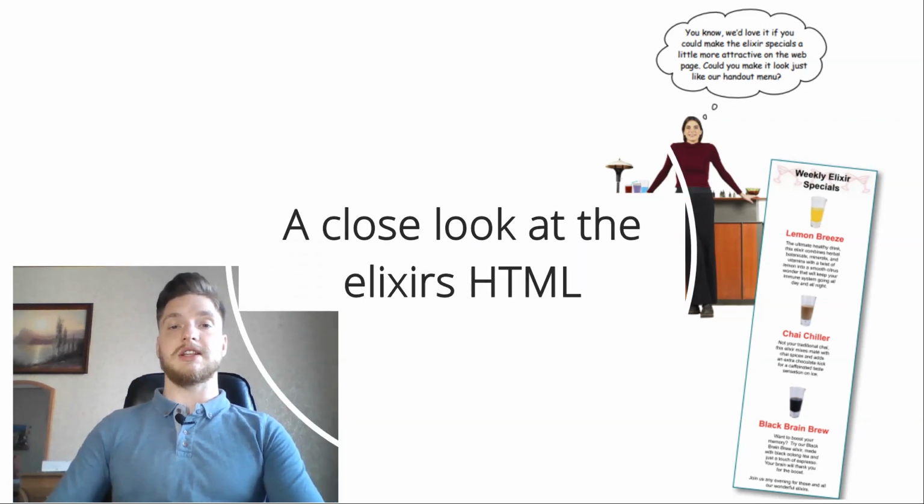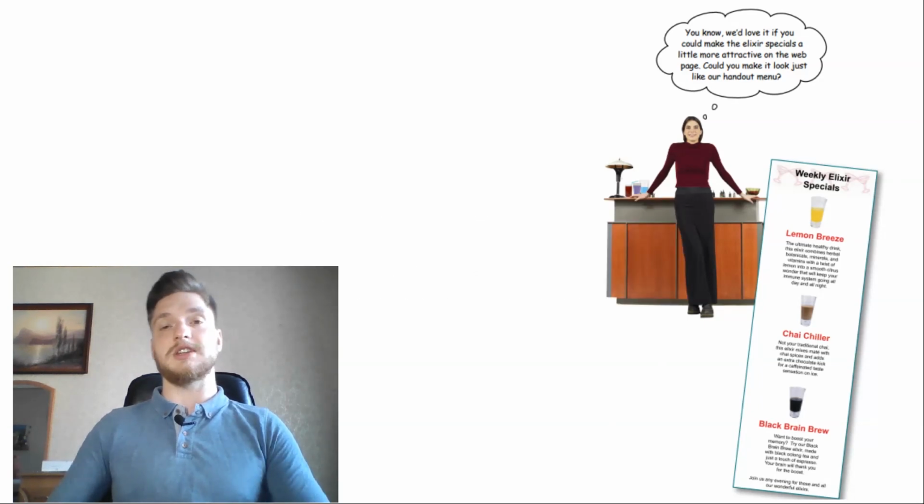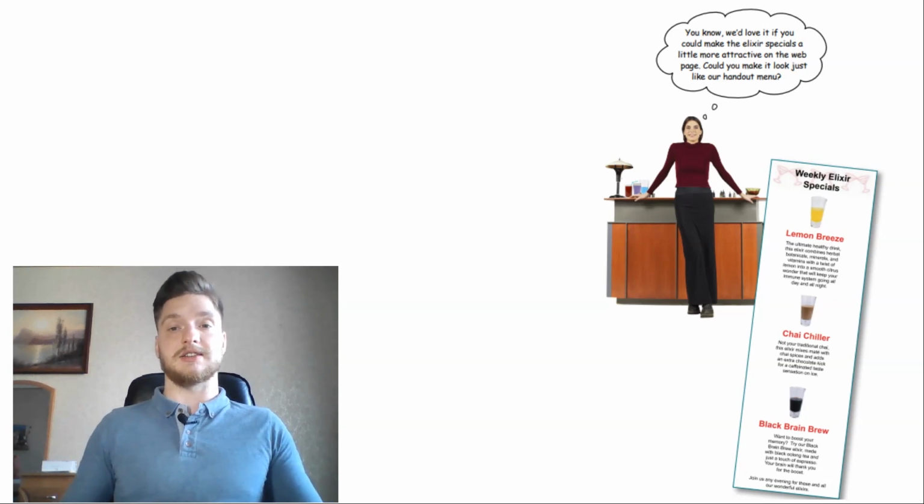A close look at the Elixir HTML. Alice sure has asked for a tall order, hasn't she? She wants us to take the existing long HTML and make it look like the handout menu. That looks challenging, but we do have CSS on our side, so let's give it a try. But before we jump right into styling, let's get an overview of the existing HTML. Here's just the HTML snippet for the Elixir specials. You'll find it in long HTML in the chapter 10 long folder.